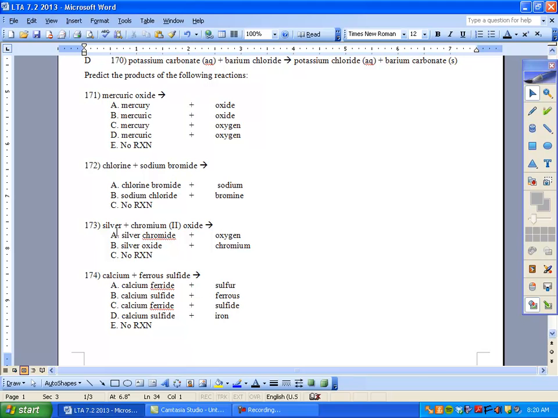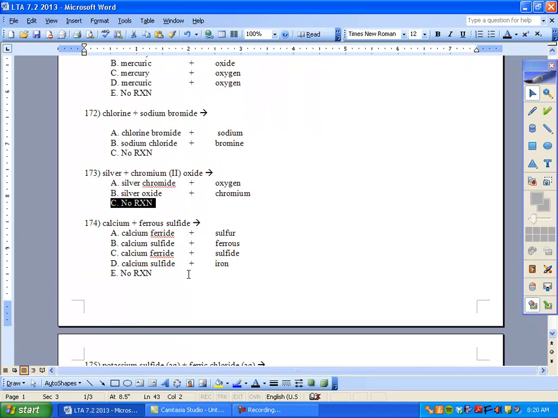Number 173 is also a single replacement because I have a free element silver plus chromium oxide, a compound. My free element silver is a metal, so it's going to try to replace chromium, or in this case, chromium with a +2 charge. However, silver is lower than chromium on the activity series, so this should be C, no reaction. It's not reactive enough to kick out chromium.